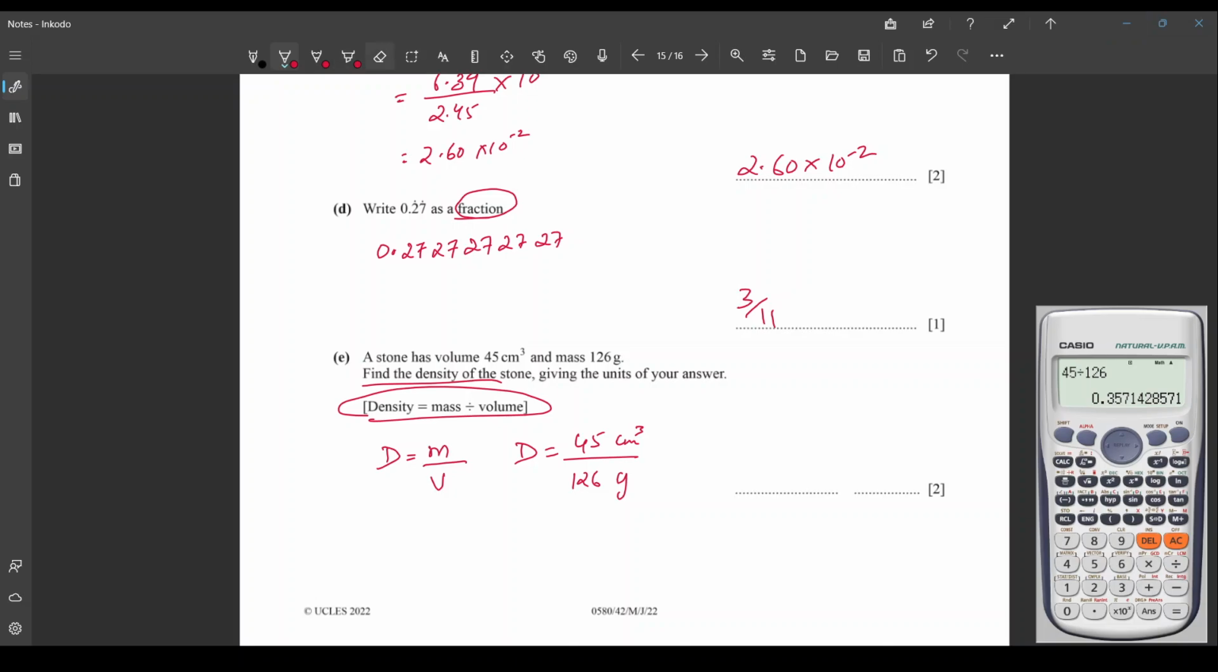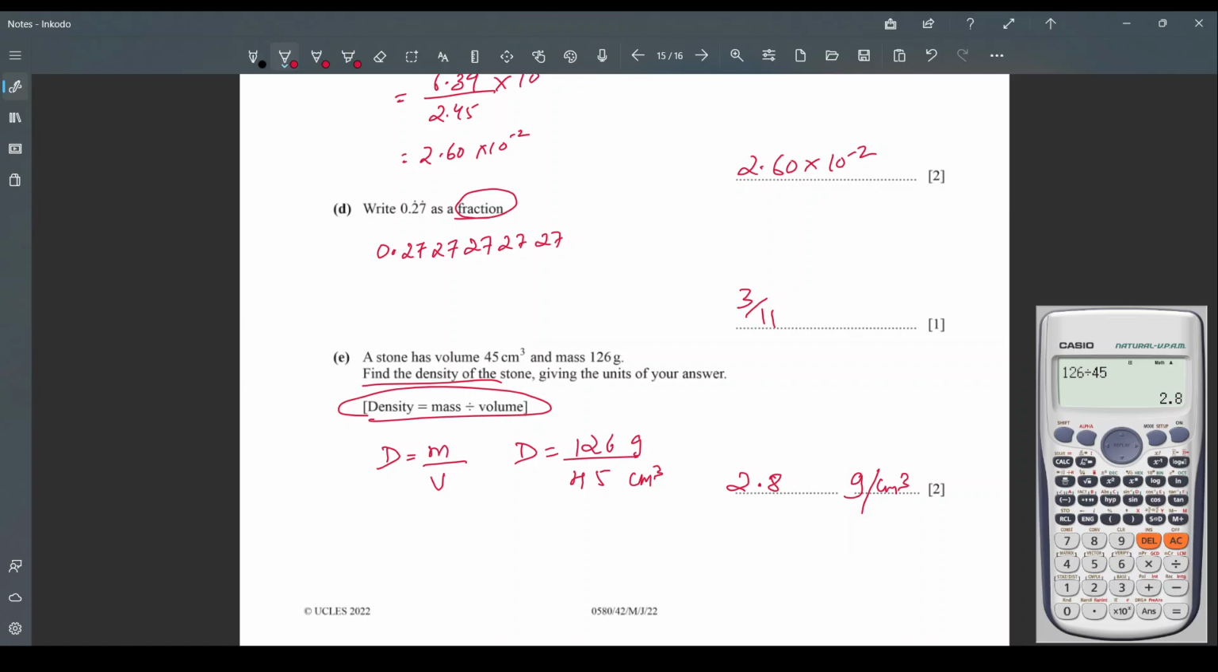Sorry, we have to write mass over the top instead of density. I just wrote opposite. So the mass of the stone is 126 divided by the volume is 45. So mass is 126 gram and the volume is 45 centimeter cube. So if we divide 126 with 45, we'll get the answer 2.8. So answer should be equals to 2.8 and the unit is gram per centimeter cube.